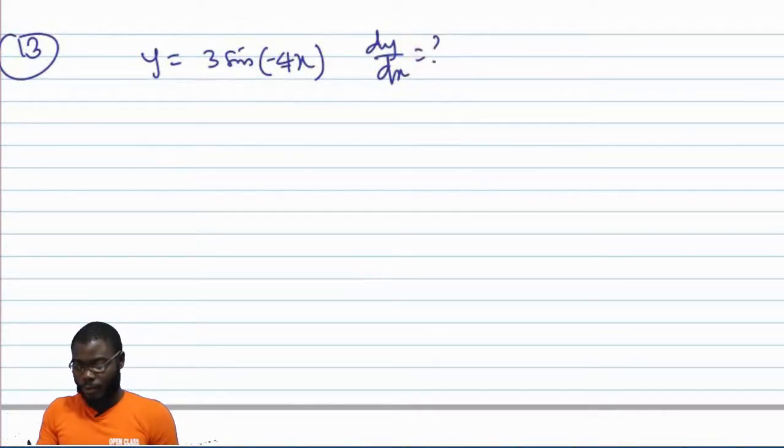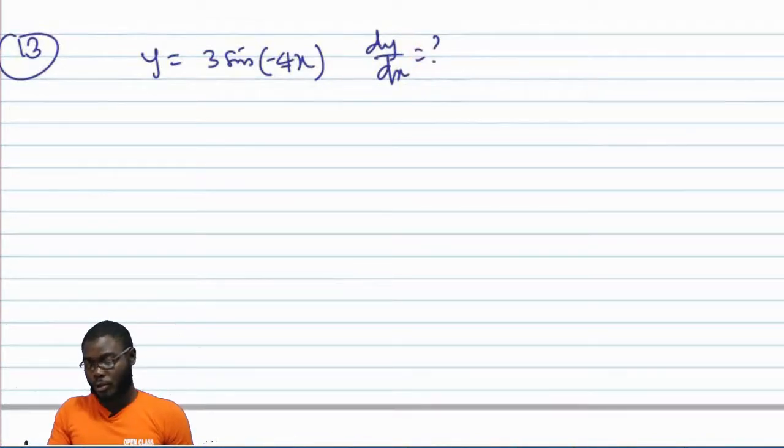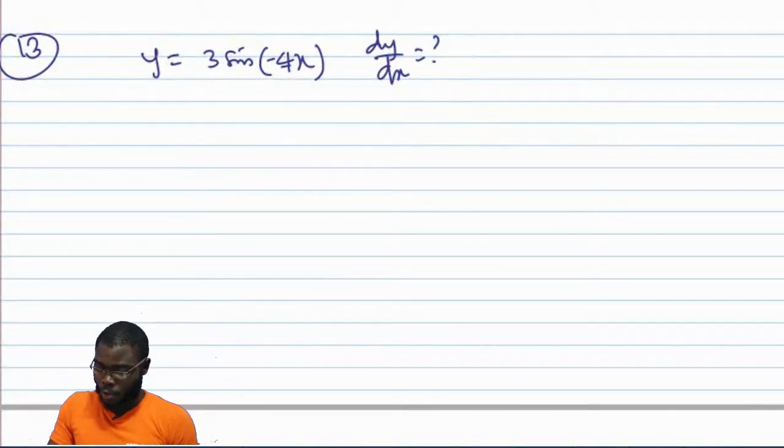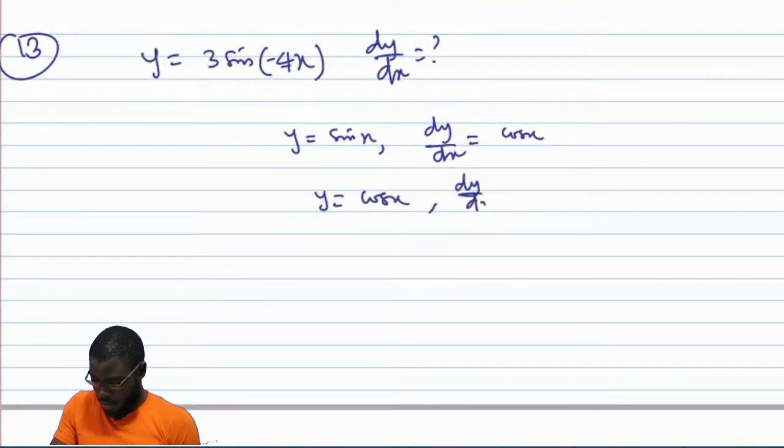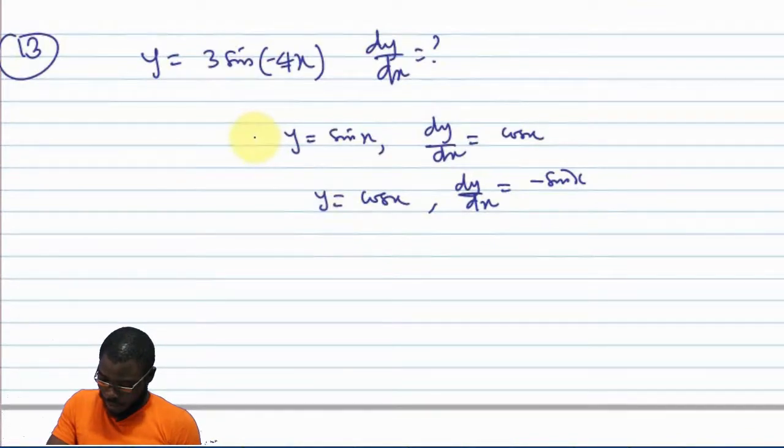So this is differentiation of trigonometric functions. What you need to know here is, if you have y equals sine x, then dy/dx equals cos x. Also, if you have y equals cos x, then dy/dx is minus sine x.